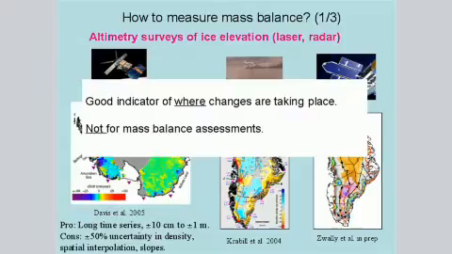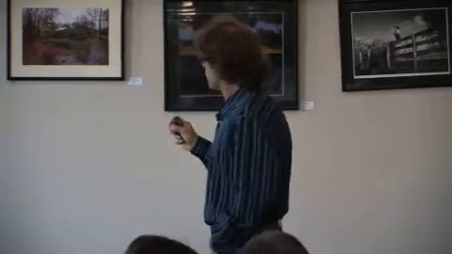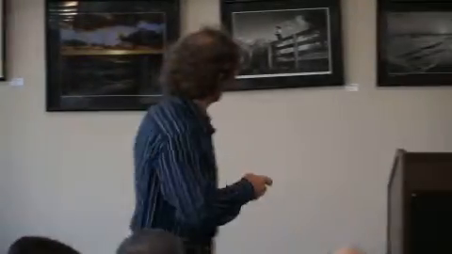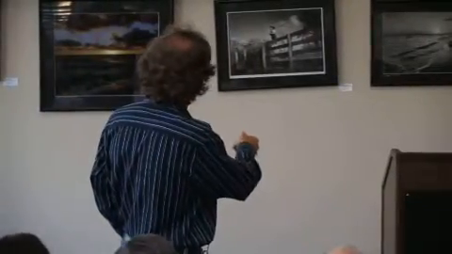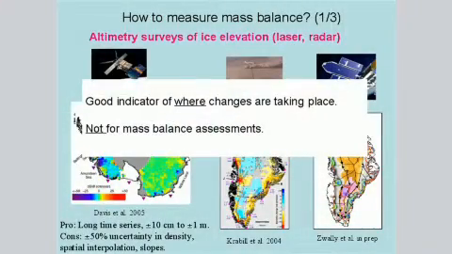Over here, this is done with laser altimetry, which is more precise. With laser, you can measure the surface within 10 centimeters, with radar within a meter. And this is also done from space. This is done from airborne in Greenland, and this is also done with ICESat from space.